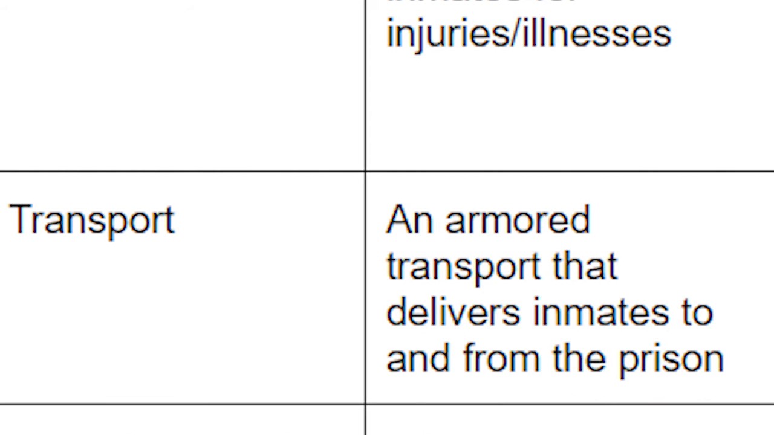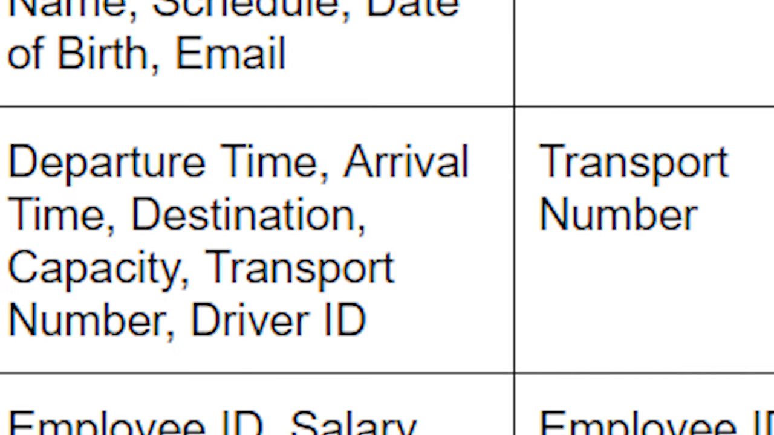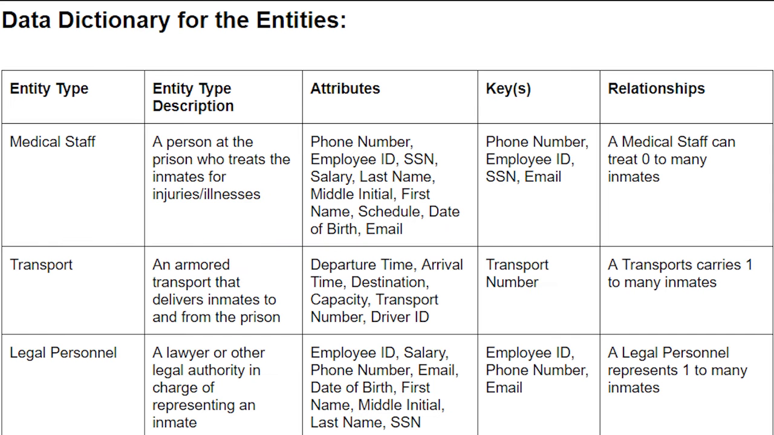Next up, we have transport vehicles. These are transports that deliver inmates to and from the prison. Their attributes include departure time, arrival time, destination, capacity, transport number, and driver ID. The key here would be transport number. The relationship here is that a transport will carry inmates.